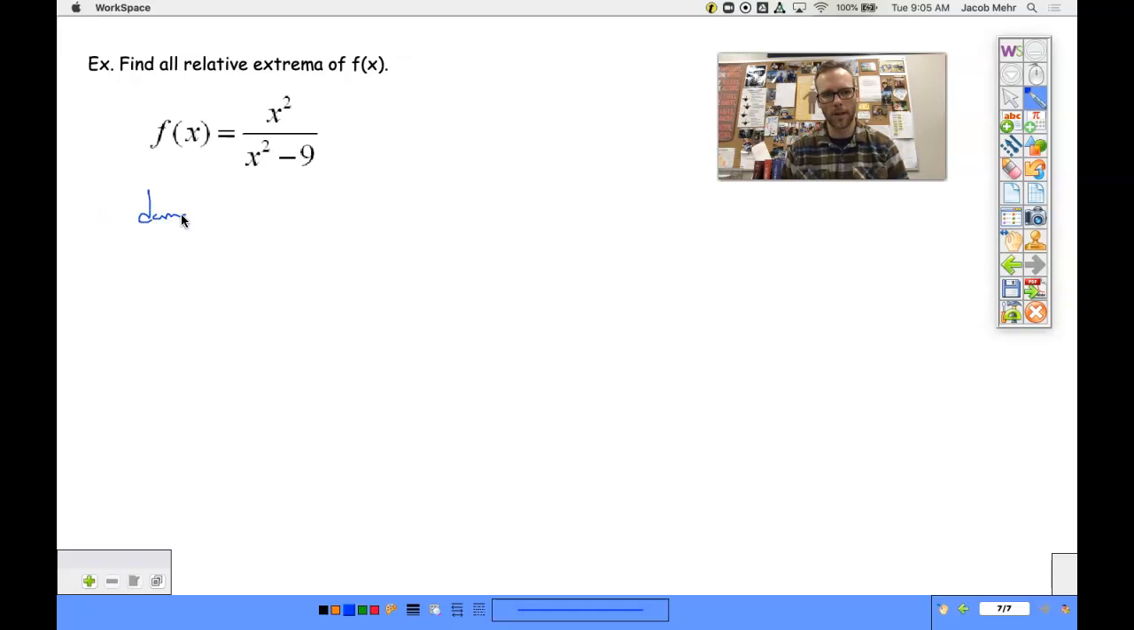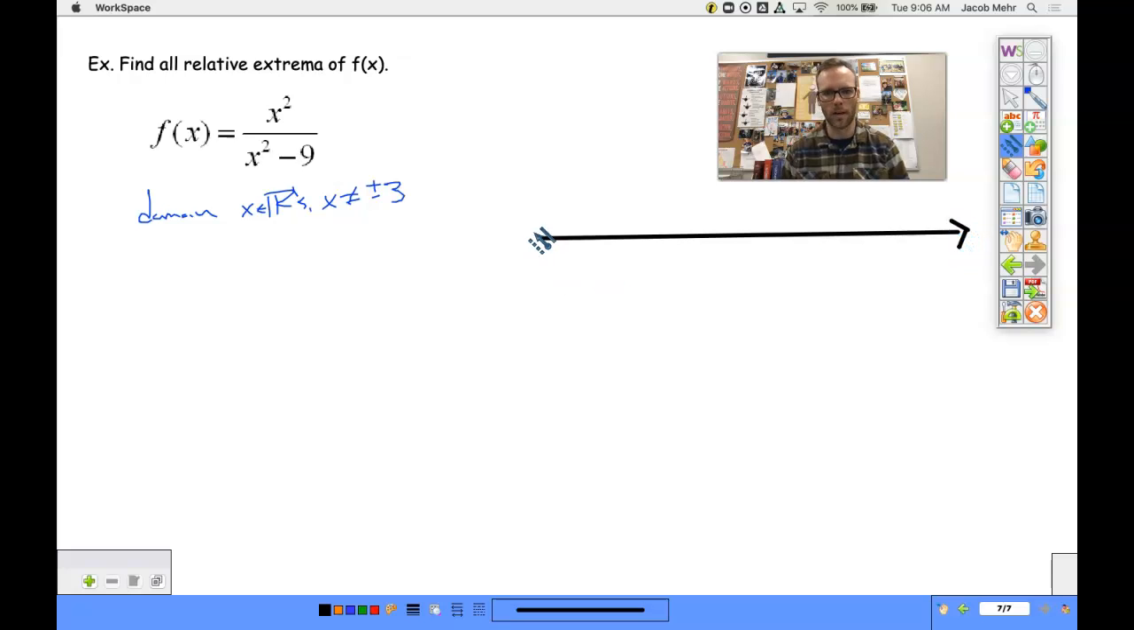So we need to start by considering the domain. It's all reals, but x cannot equal plus or minus 3. So it's going to be important when we create our x-axis, our number line here, that we put -3 and +3 on there. Because, well, let's think about this.